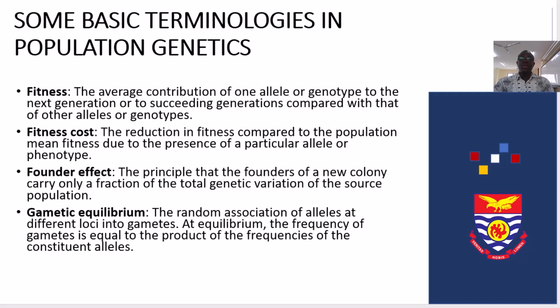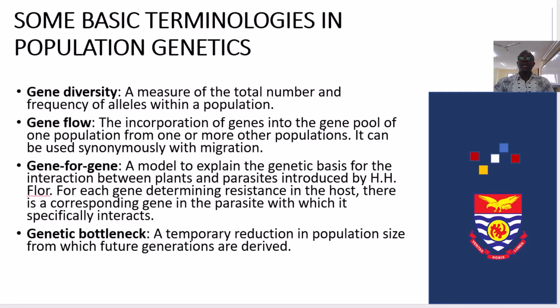Gametic equilibrium, the random association of alleles at different loci into gametes. At equilibrium, the frequency of the gametes is equal to the product of the frequencies of the constituent alleles. Gene diversity, a measure of the total number and frequency of alleles within a population. Gene flow, the incorporation of genes into the gene pool of one population from one or more other populations. It can be used synonymously with migration.